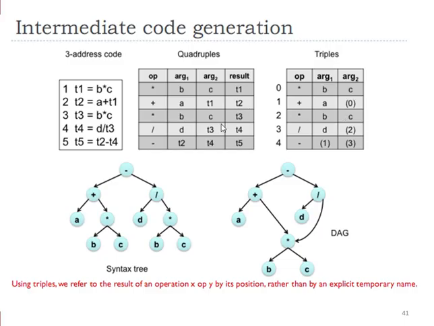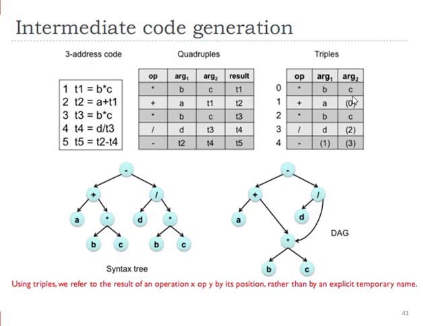And so in this way we can create the quadruples, and the triples can be considered as the optimized version of quadruples, because in triples we just remove the result column and use only 3 columns. Tri means 3, so only 3 columns are used in triples.